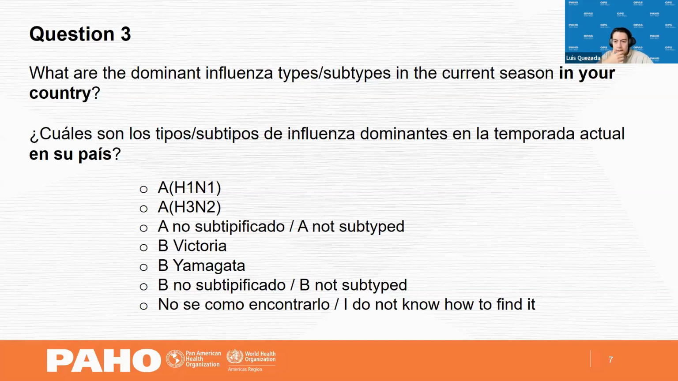The question here is mentioning the right season in your country. So as you do that assessment, try to think about that. For example, you need to select the right season or choose a period of dates. You can do that as well. We're going to give you a couple of seconds so you can answer this question.